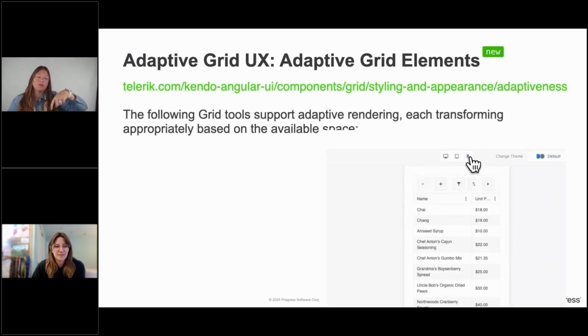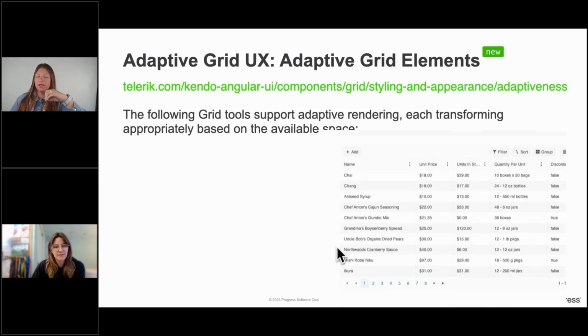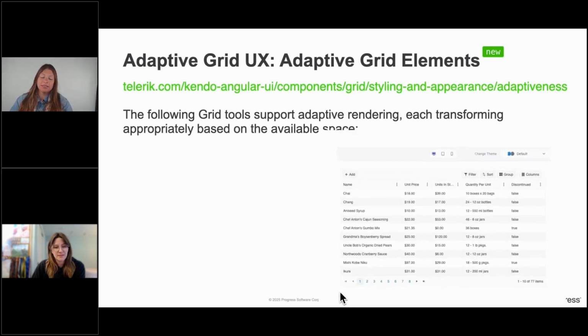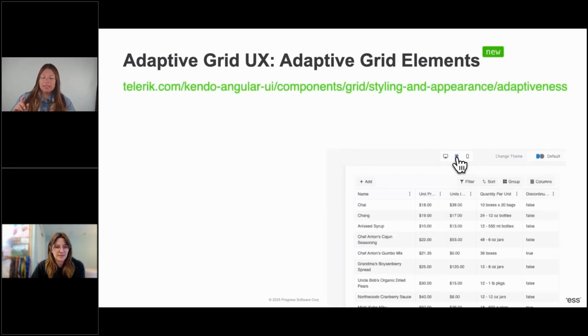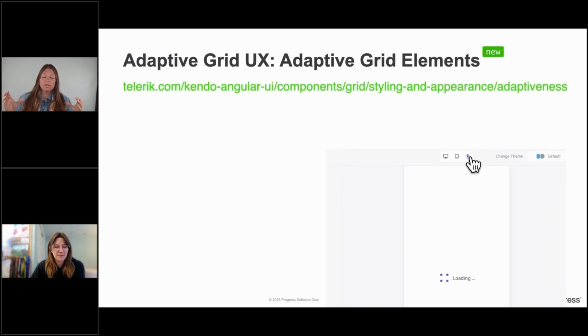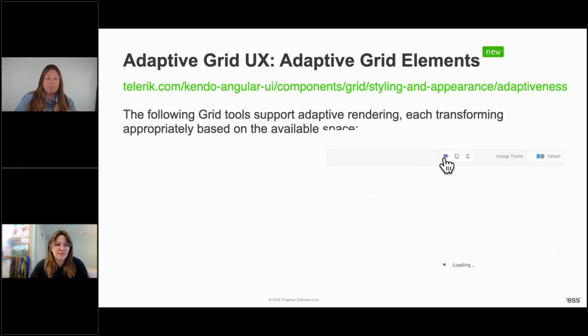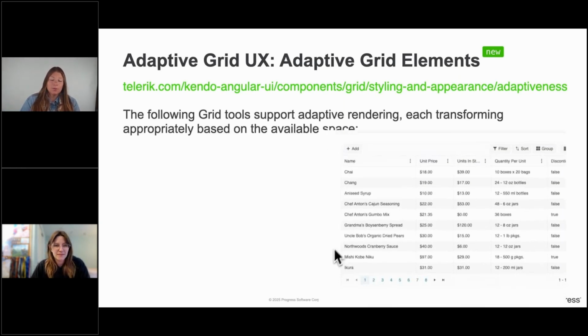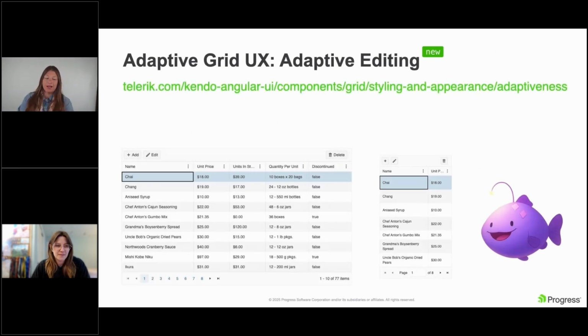And again, if you go to Kendo Angular UI and then in the grid component, styling and appearance, under adaptiveness, you can play around with this and even change the code. This one's really cool. I'm going to back up and show that again. But you can basically see what the controls look like on different screen sizes. It's very nifty. The following grid tools support adaptive rendering for transforming appropriately based on the available space. So yeah, as we saw.